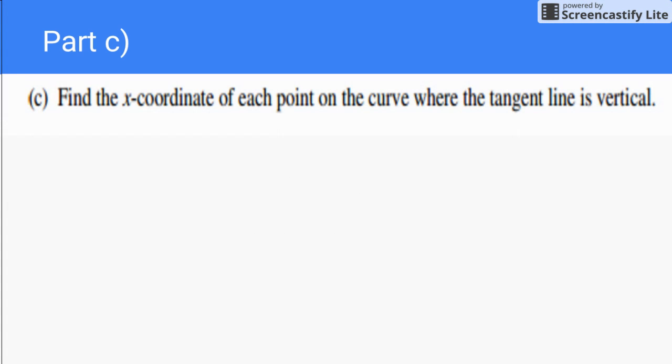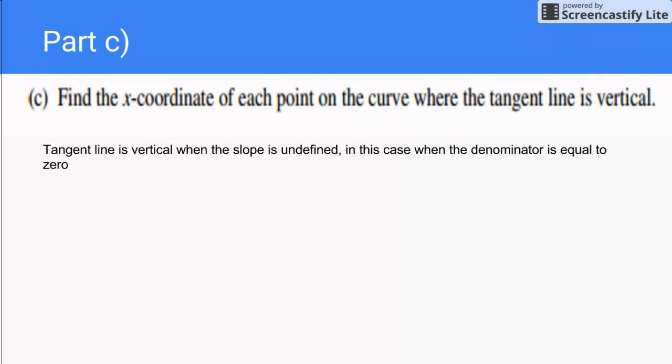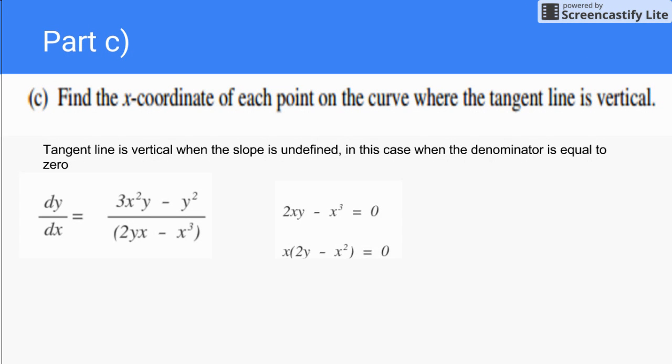On to part C, you're just going to find the x-coordinate of each point where the tangent line is vertical, and we know that the tangent line is vertical when the slope is undefined. So we're going to set the denominator equal to 0, and that'll be 2xy minus x cubed equals 0. Factor out an x, and that's what we get. From there, you can deduce that x equals 0, and when you solve for y, you get y equals x squared over 2.